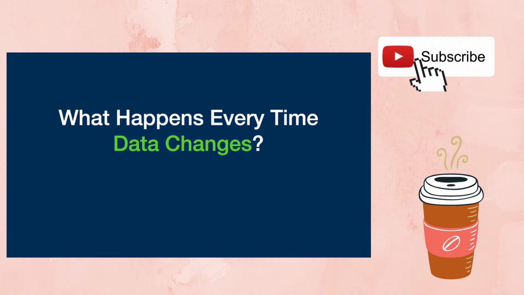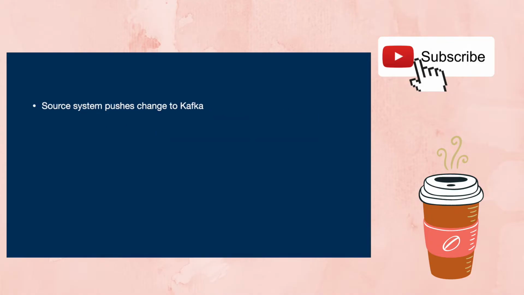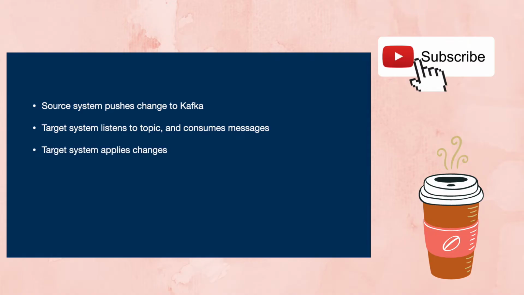So what happens every time data changes? The source system, which is the source database, is gonna push the change to Kafka by writing to a topic. You have your target systems, which are going to be listening to the topic if they care about that data, and then consume messages from that topic. Whenever there is a message, they're going to consume it and then apply changes accordingly. If it's a database that replicates the data, it's going to do it. If it's a stream processor that performs some kind of logic on the data, it can take that action. Whatever it wants to do, it can listen to the Kafka message, consume it, and then act on it.